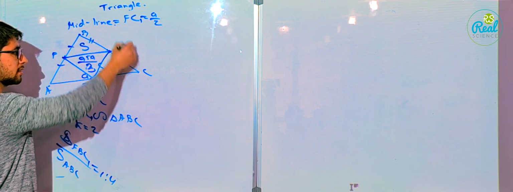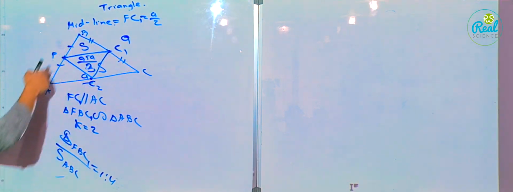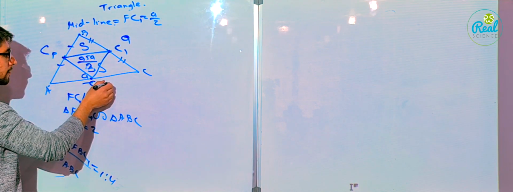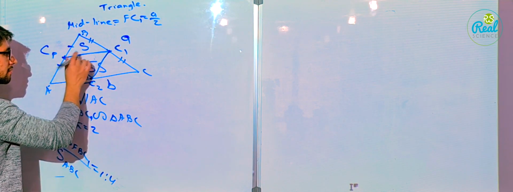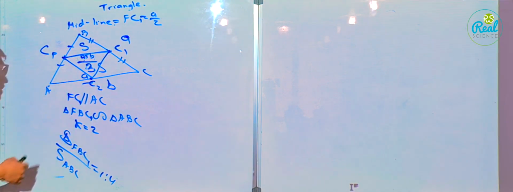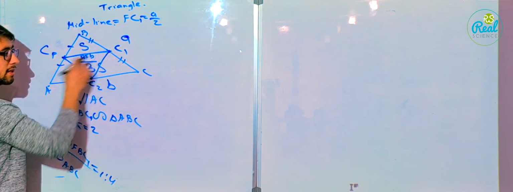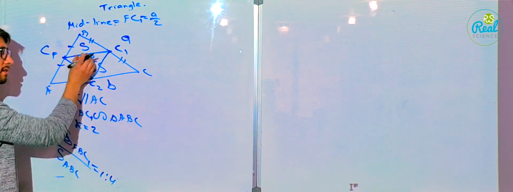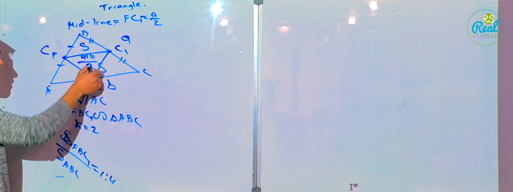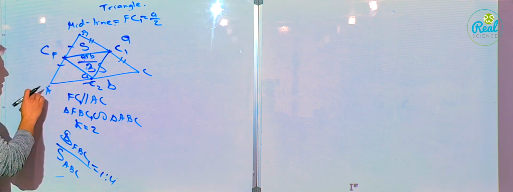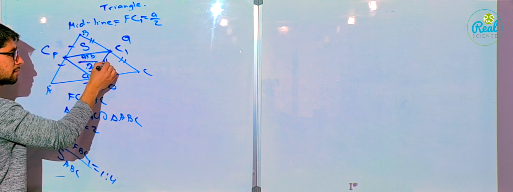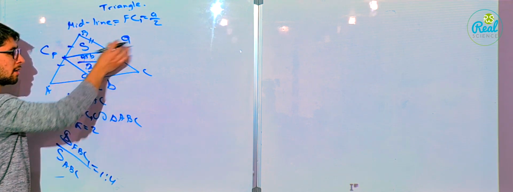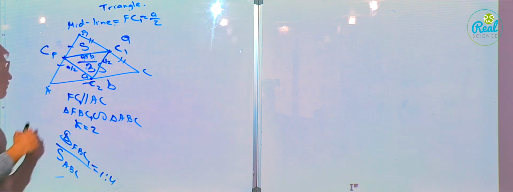If your BC equals A and BA equals C, AC equals B, so here 0.5 b side, right? FC1 midline will be half of your AC or B side, and your C1 C2 will be half of BA or C side, C over 2, and your FC2 will be half of BC or half of A, A divided by 2, right?